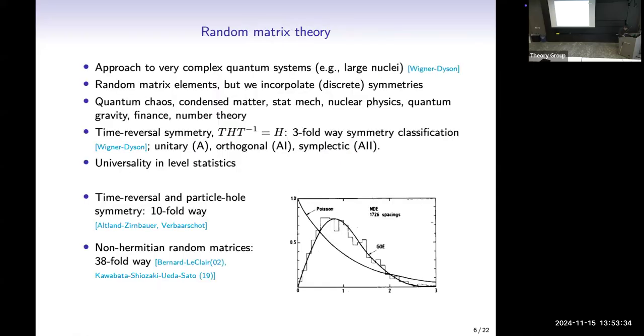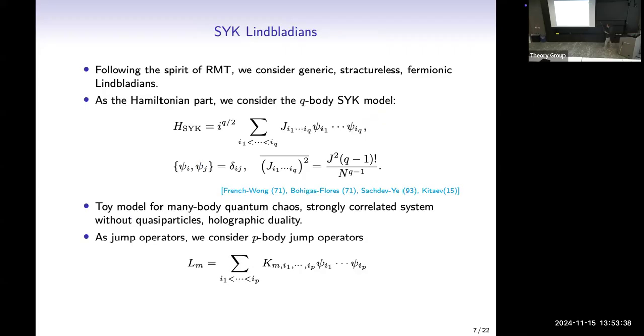We will see more examples because I'm going to talk about SYK problems. So we now try to discuss many-body Lindbladians following the spirit of random matrix theory. And as a choice of my problem, I will work with fermions. For the Hamiltonian part, the most natural choice for a structureless random many-body Hamiltonian is SYK-type interactions. So this would be the many-body random matrix which enters into my dynamics. This has been considered, for example, in the nuclear physics context as a many-body version of random matrix theory, or a second quantized version of random matrix theory.